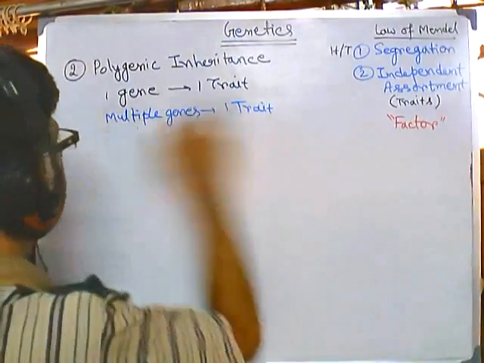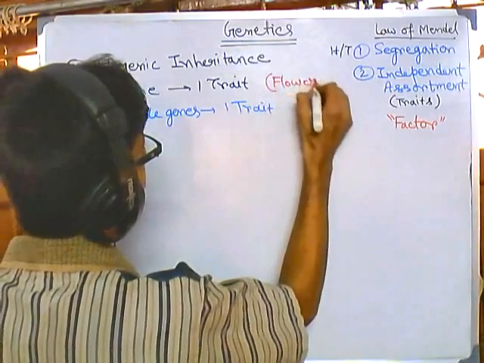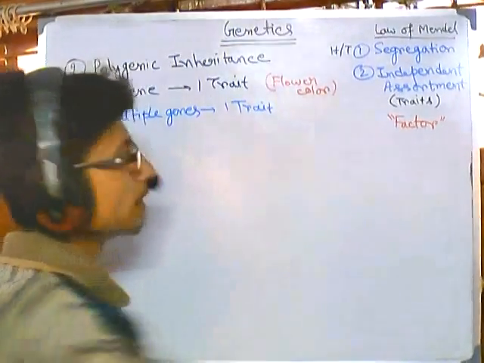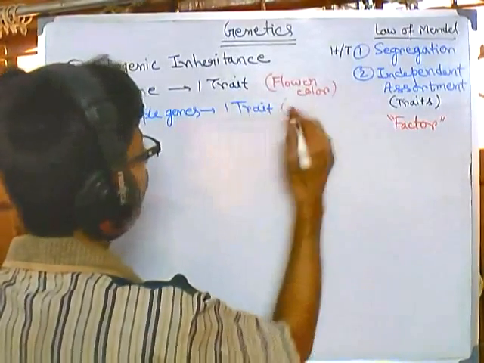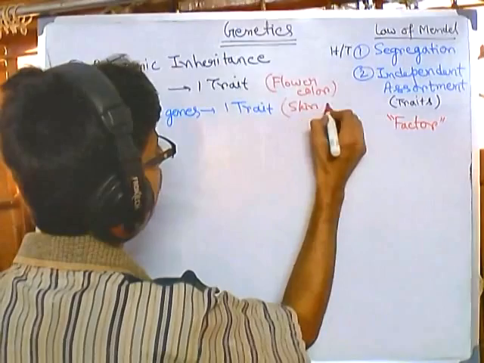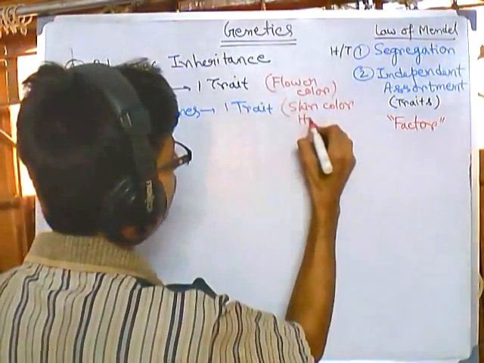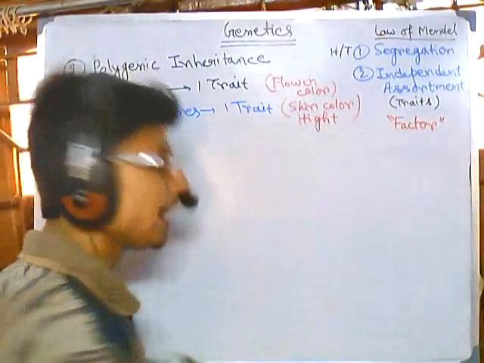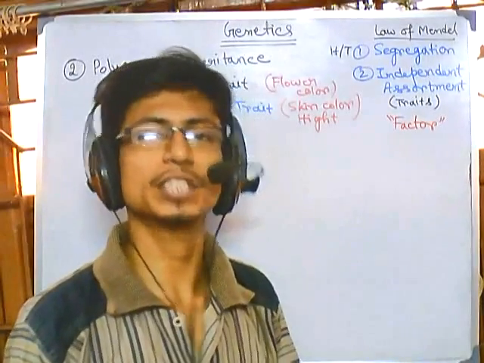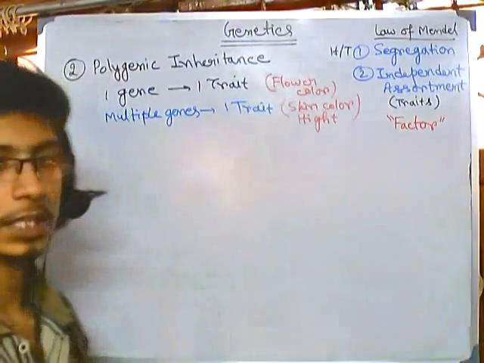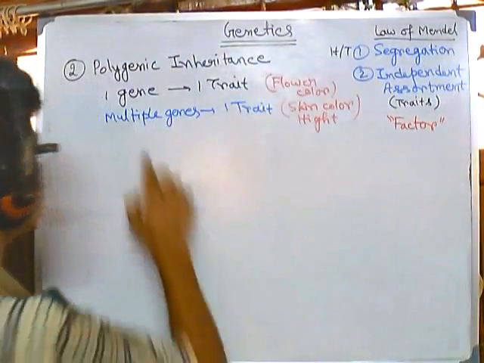The example for one gene controlling one trait is the flower color in the pea plant, which Gregor Mendel worked with. Now an example of multiple genes controlling one trait is the skin color of us. So human skin color is an example, and also human height. And in fact, most of the higher eukaryotic organism traits are controlled by multiple genes. They are not controlled by one gene, they are controlled by multiple different genes.